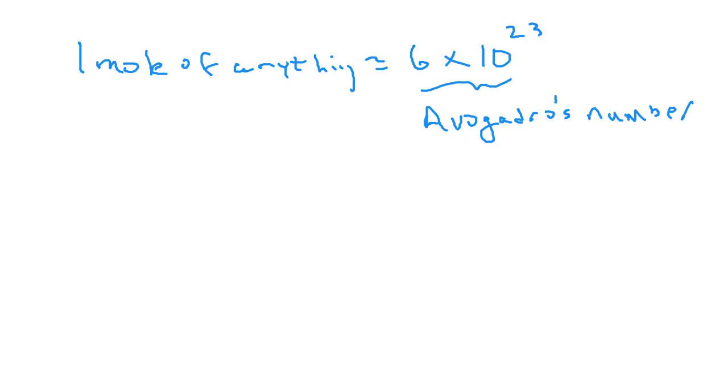Avogadro's number, and we wrote that as N sub A. So for example, if I have N sub A carbon atoms, so if I have 6 times 10 to the 23rd carbon atoms, we look on the periodic table and we see the mass number of carbon is 12. So this would be equal to 12 grams.